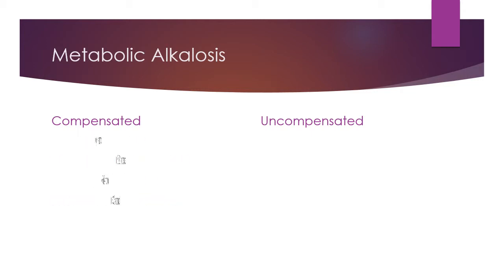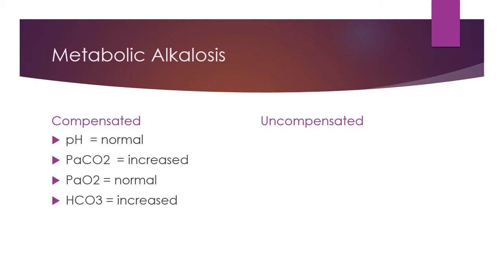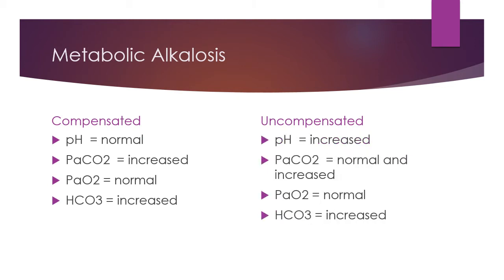In compensated metabolic alkalosis, it will include a pH to be normal, a partial pressure carbon dioxide to be increased, a partial pressure oxygen to be normal, and the bicarbonate to be increased. In uncompensated metabolic alkalosis, this will include a pH to be increased, the partial pressure carbon dioxide to be normal and/or increased, and then the partial pressure oxygen to be normal, and then bicarbonate to be increased.